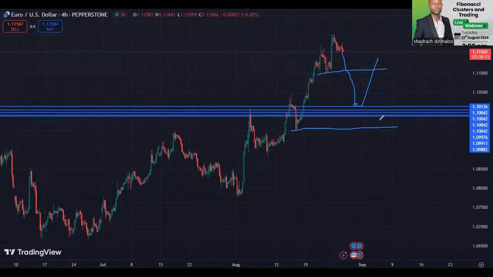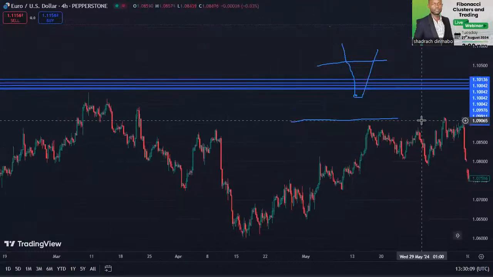So let's just see how this thing goes further as we push on. Now, you understand how we got these Fibonacci clusters, so it's very easy to play around these Fibonacci clusters. Okay. The next we want to look at is just to take one more example. Okay. One more example.